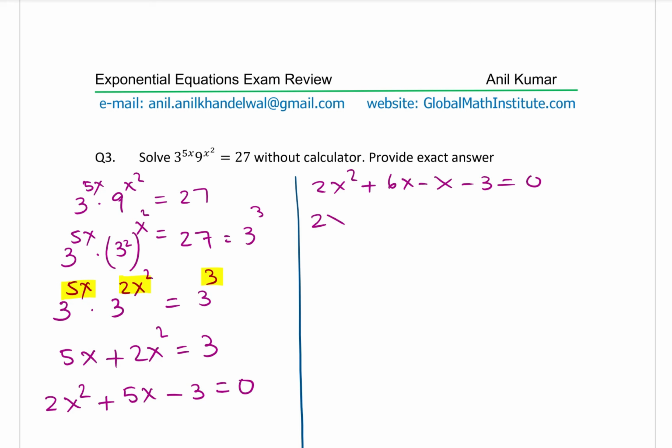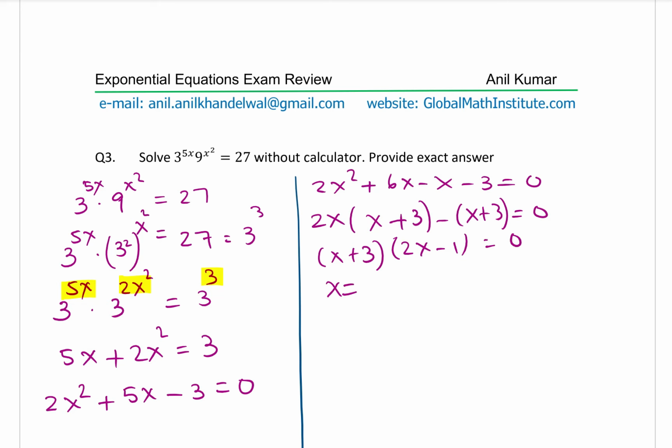So we can take 2x common. So we get 2x(x plus 3) minus 1(x plus 3) equals to 0. x plus 3 is common. So we get (x plus 3)(2x minus 1) equals to 0. And this gives us two values. x is minus 3 and x is equal to half. So these are the two values for which the equation is true.